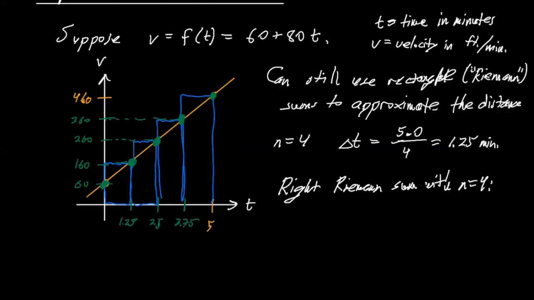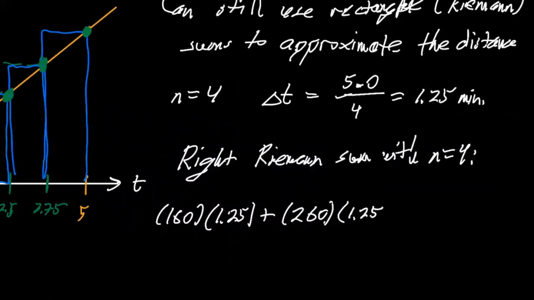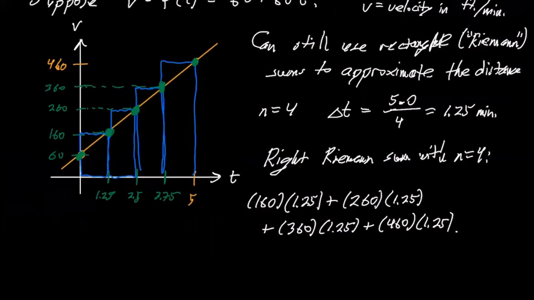is, well, what do we get? 160, that's really feet per minute, times 1.25 minutes, plus 260 times 1.25 minutes plus 360. So notice it's the same delta t each time, but the heights of the rectangles are changing, right? So I don't really care what that equals. We could work out what that equals, but I really just wanted to say this is what you would get.